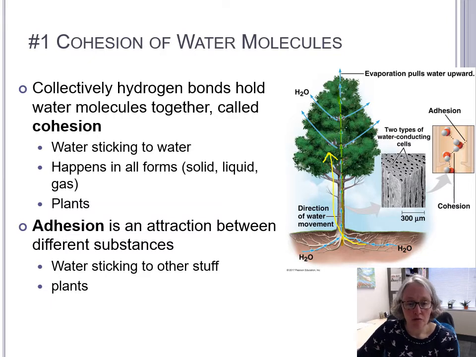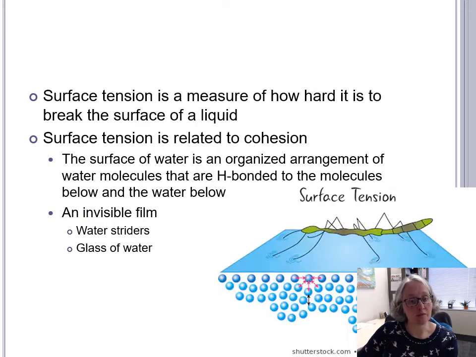Related to cohesion and adhesion is something called surface tension. This is a measurement of how hard it is to break the surface of a liquid. Surface tension is related to cohesion because it's these water molecules interacting with one another and the water molecules that are below it that create this invisible film. So this is our first emergent property of water, this ability for water to act cohesive. And this is really important to think about because, again, trees require this. Also, if we're something like a water strider, this would be how we survive in our environment.